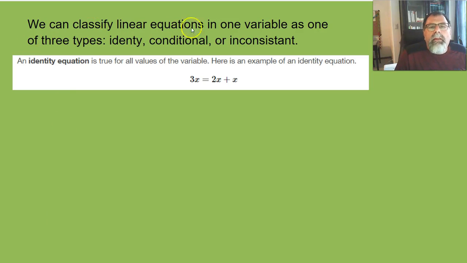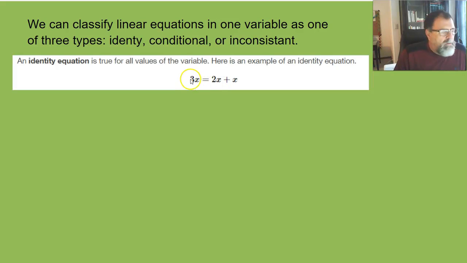We can classify linear equations in one variable as one of 3 types. You can have an identity, a conditional, or an inconsistent equation. An identity equation is true for all values of the variable. Here's an example, 3x equals 2x plus x.